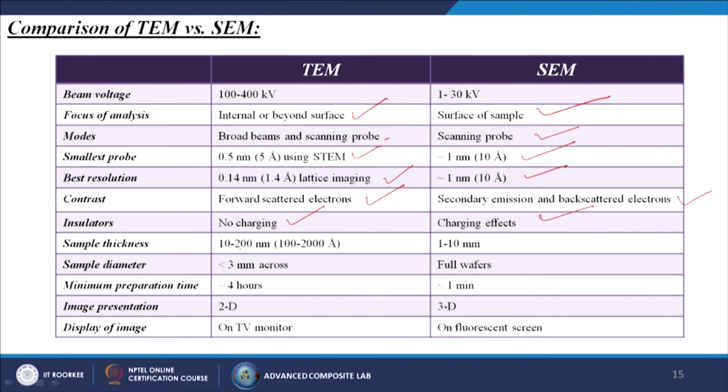Sample thickness is 10 to 200 nanometer, that means 100 to 2000 angstrom. Here in this case it is 1 to 10 millimeter. Sample diameter is less than 3 millimeter across; for SEM it is full wafers. So, that means you can cover the whole area, but of course it is within the limit. Minimum preparation time is more or less 4 hours; for SEM it is less than 1 minute. Image presentation, that is the vital one: it is giving you the 2D image, it is giving you the 3D image. Display of images: on TV monitor for SEM, on fluorescent screen for TEM.